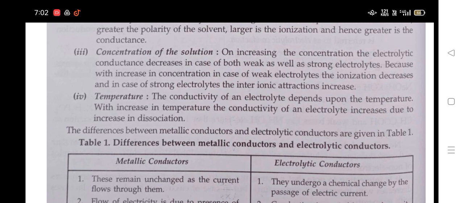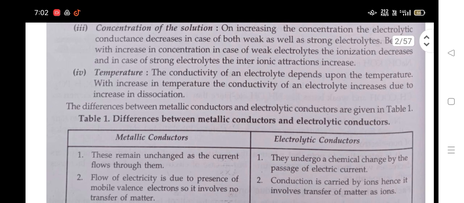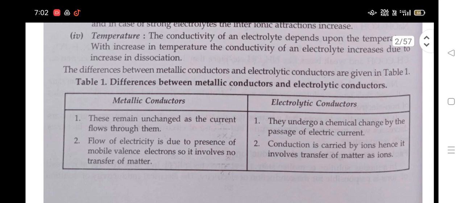On increasing the concentration, the electrolytic conductance decreases in case of both weak as well as strong electrolytes, because with increase in concentration in case of weak electrolytes, the ionization decreases, and in case of strong electrolytes, the interionic attraction increases. Fourth, temperature. The conductivity of an electrolyte depends upon the temperature. With increase in temperature, the conductivity of an electrolyte increases due to increase in dissociation.